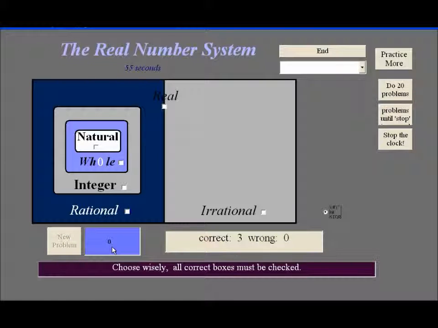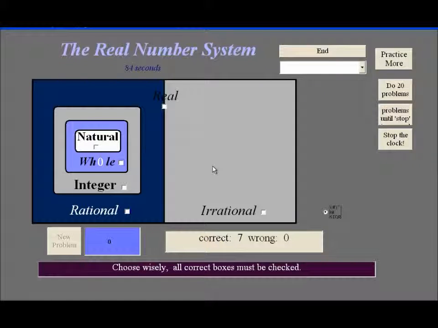0 is real and rational. It's integer, but the smallest one, so that everything will be clicked that it belongs to is whole. New problem. Pi is irrational. New problem. 0 is whole. Negative 58 is an integer. See how you put numbers in their place, and it'll tell you when you're wrong.